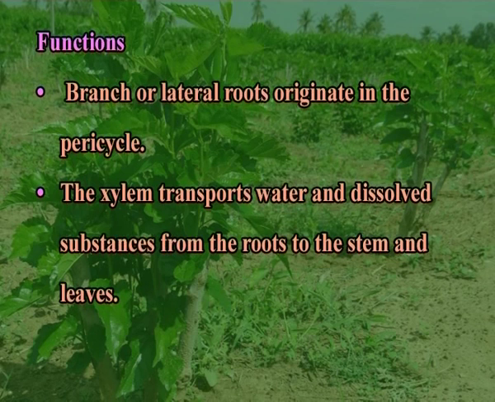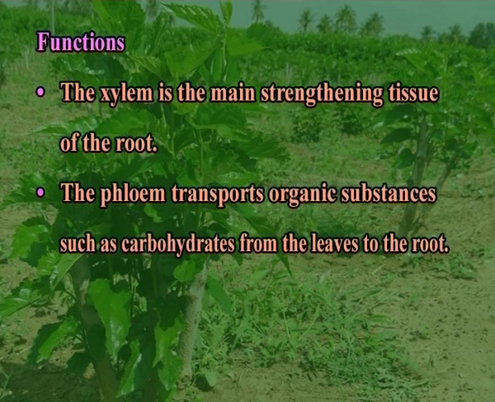Functions: branch or lateral roots originate in the pericycle. The xylem transports water and dissolved substances from the roots to the stem and leaves. The xylem also strengthens the tissues of the root. The phloem transports organic substances such as carbohydrates from the leaves to the root.